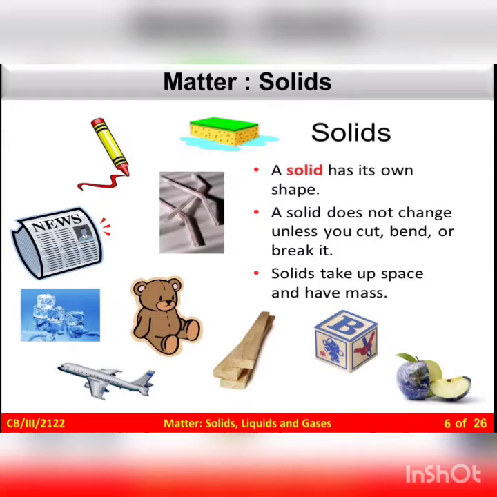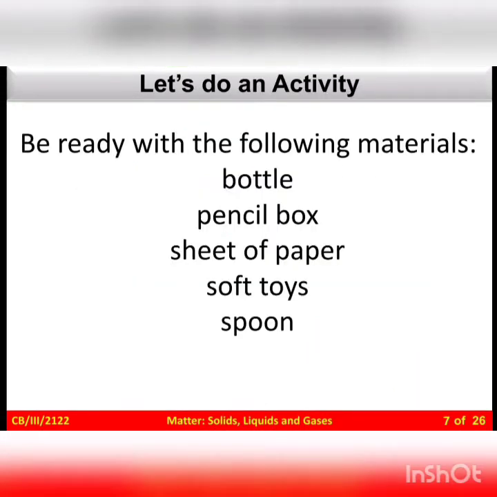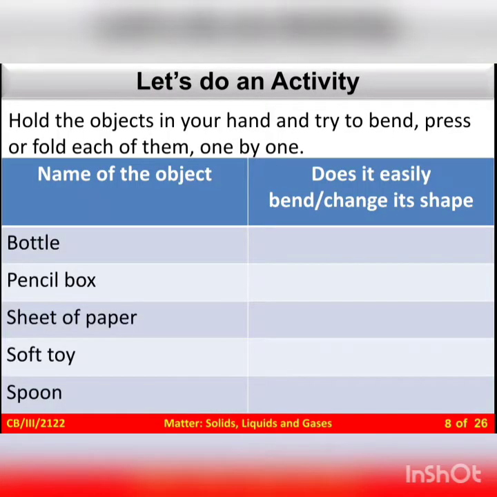And it takes up space and has mass. Now, let's do an activity from your textbook page number 21. Turn to page 21. Be ready with the following materials: bottle, pencil box, sheet of paper, soft toys and spoons. Now I want you to hold the objects in your hand and try to bend them.